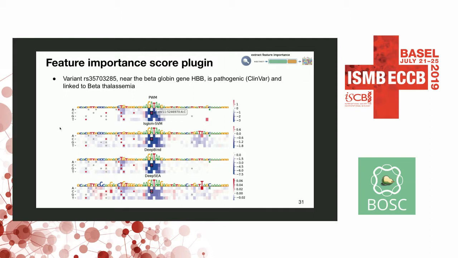One can also be interested more generally, not just in the effect of a single place, a single variant, but more globally within an area. What are the particular bases that contribute to a particular prediction? This is called feature importance score in deep learning, and so we have also a plugin that can generally, for all these DNA sequence-based models, apply techniques that compute feature importance scores, and we've implemented a few of those techniques.